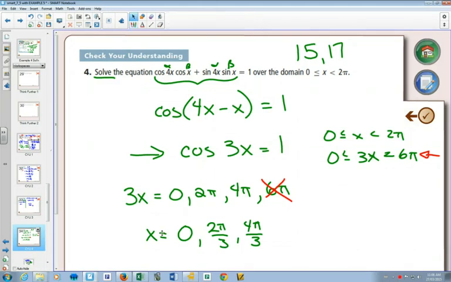Did you say this is the hardest unit? The identities?